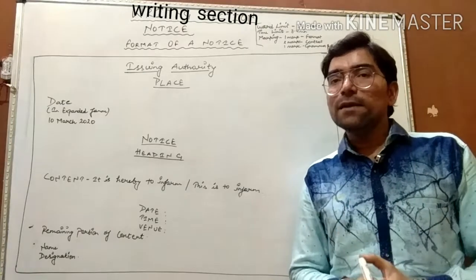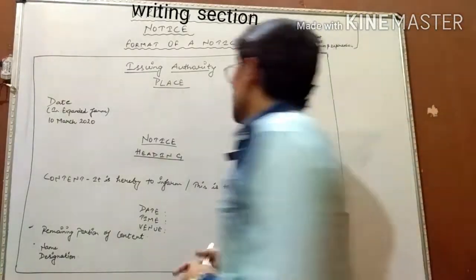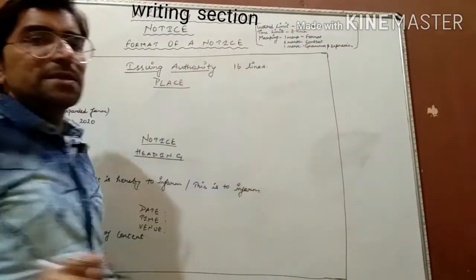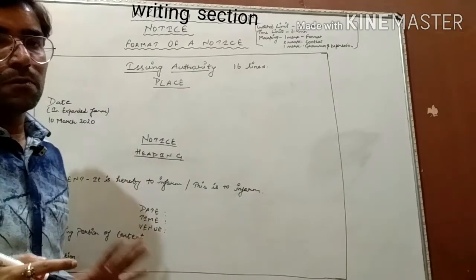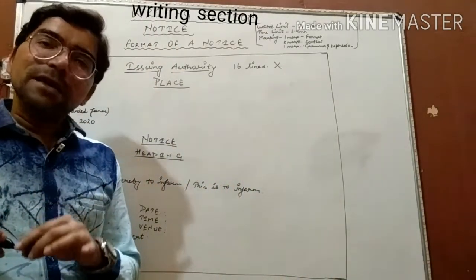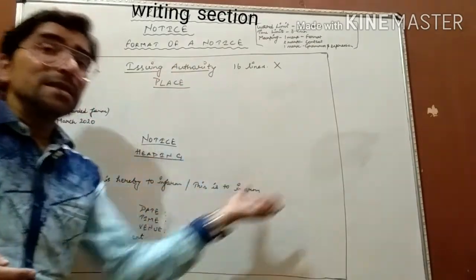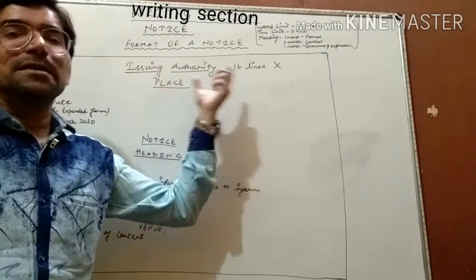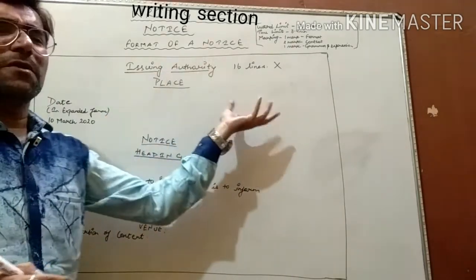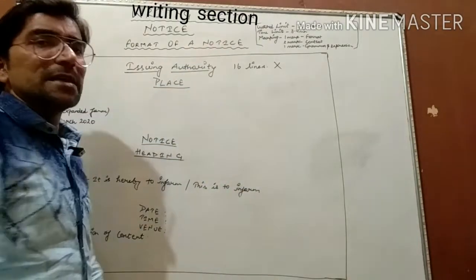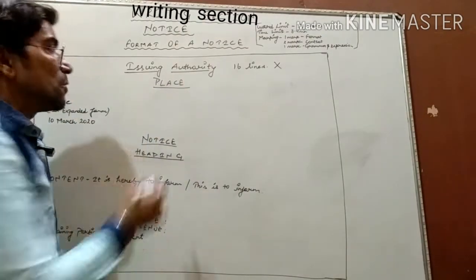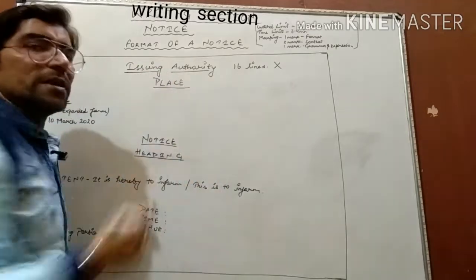One more thing I would like to add is the 16 lines concept. If you follow this 16 lines concept, then it is good for you. But if you are unable to follow, then there is no harm in it. No marks shall be deducted for not writing your notice in the 16 line concept. It is advisable that a notice should be written in 16 lines, starting from the issuing authority. Issuing authority must occupy the second line.